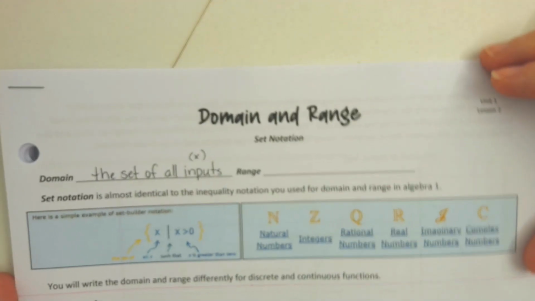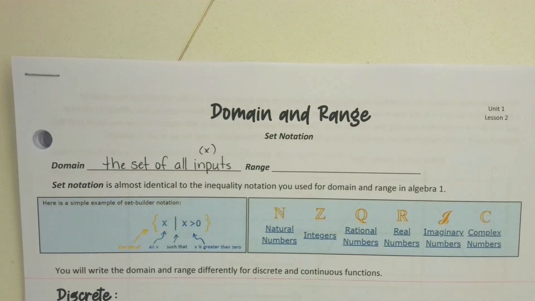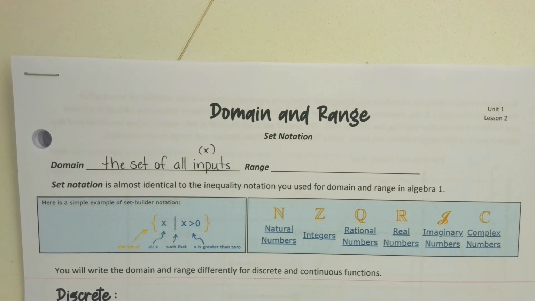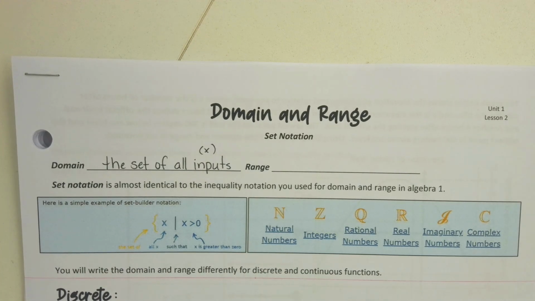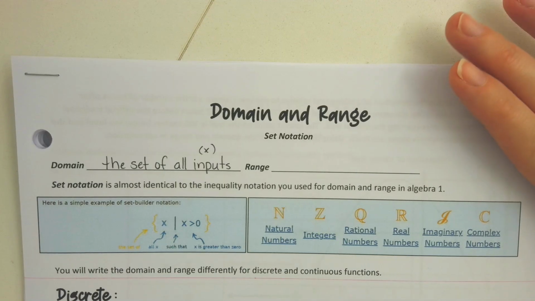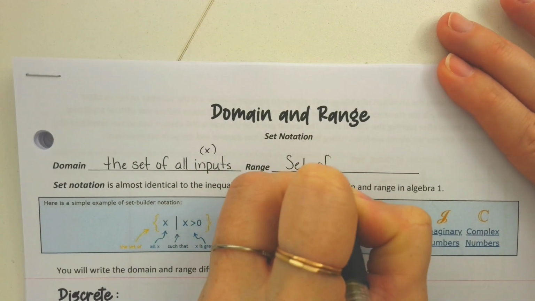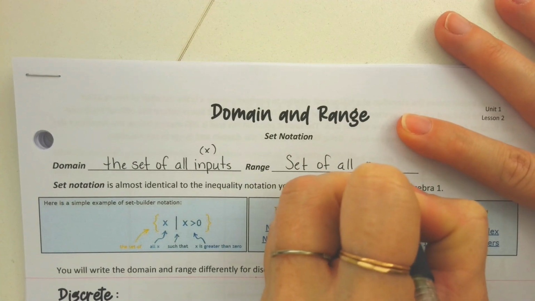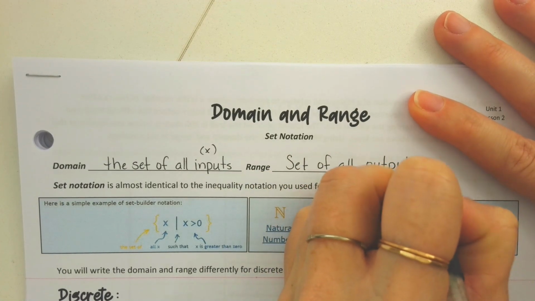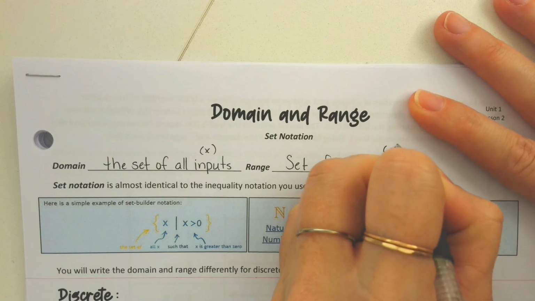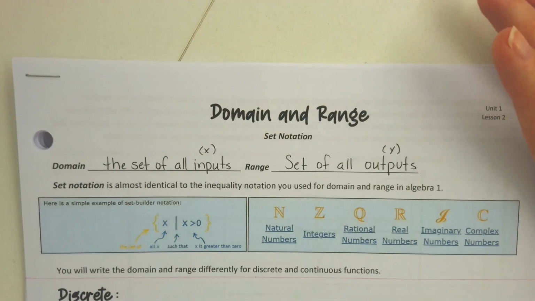Oh, come get it. And then range would then be the set of all outputs. Yes. And when I say outputs, you think? F of X, also known as Y. Set of all outputs, which are the Y's.